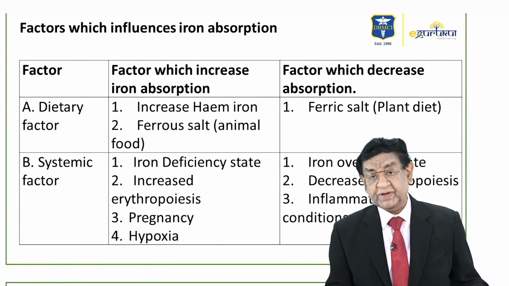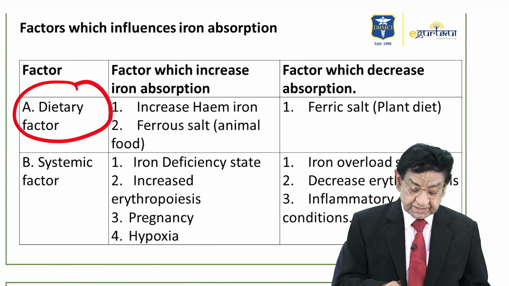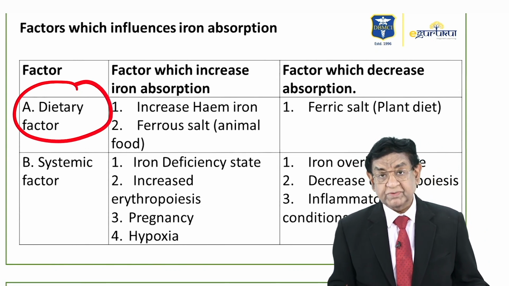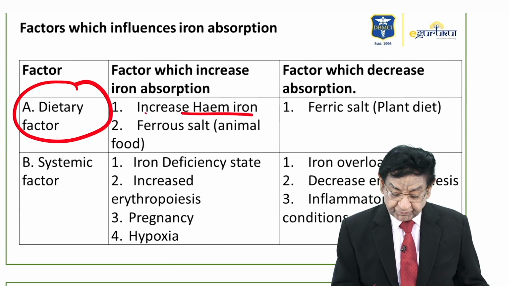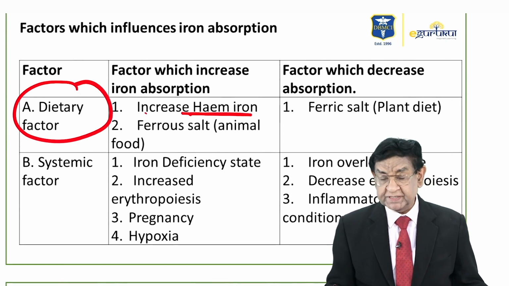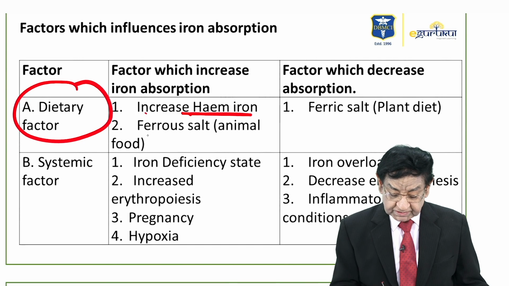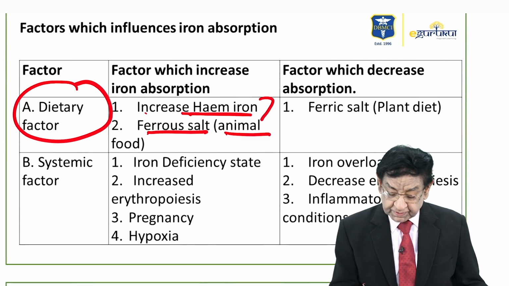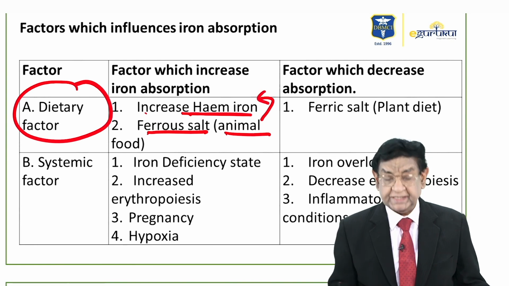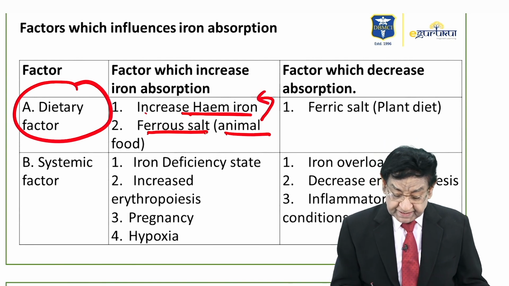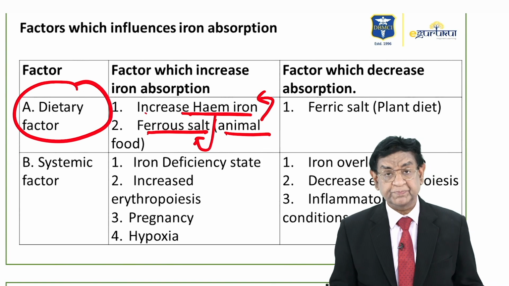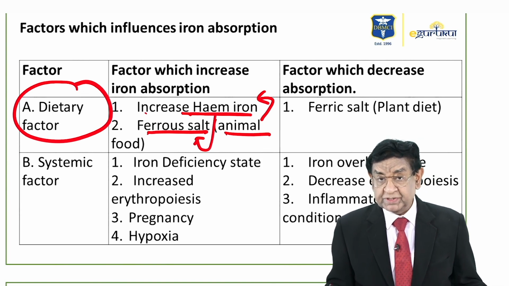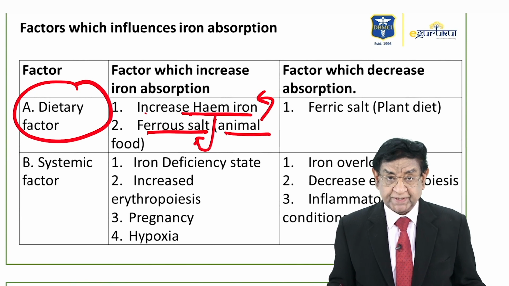If we classify into three categories, one is dietary factors. Now, if the iron is in the heme form, absorption is more. Ferrous salt, which is there in animal food, iron is in heme form, and heme has iron in ferrous form. That's why the hemoglobin of animal origin is absorbed much better as compared to others.